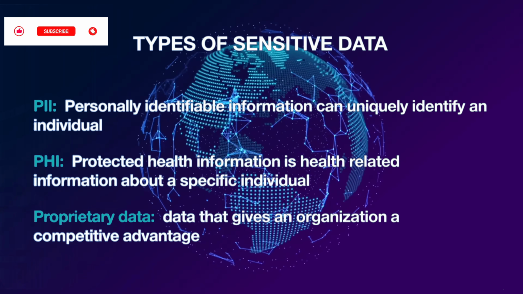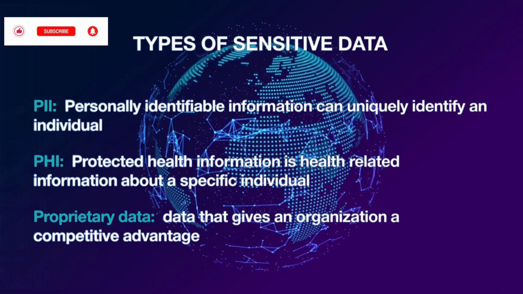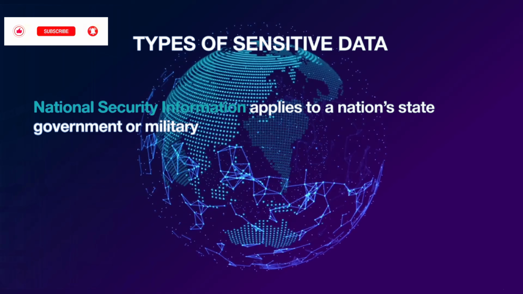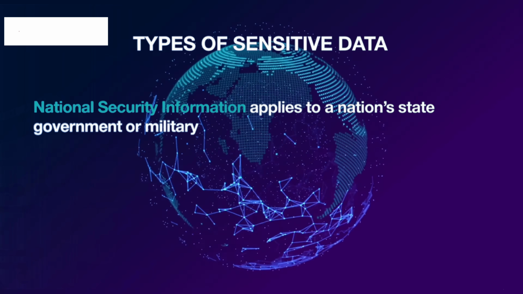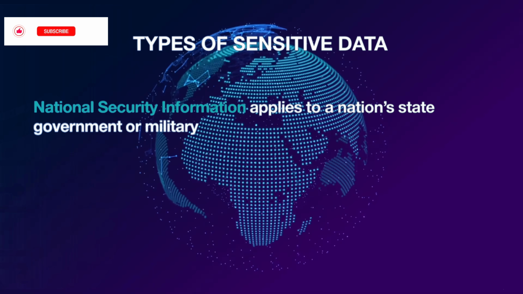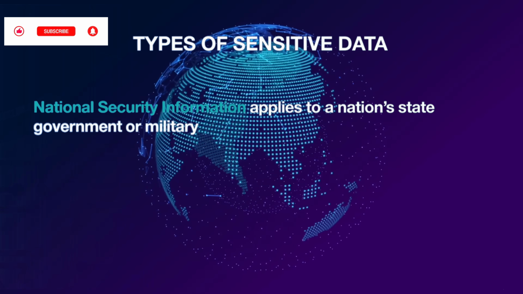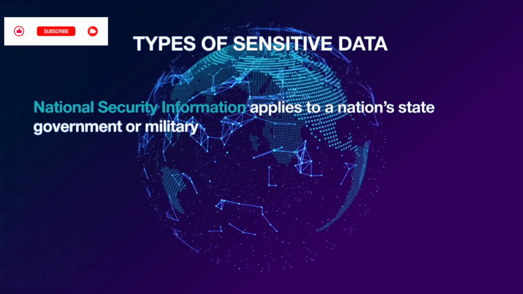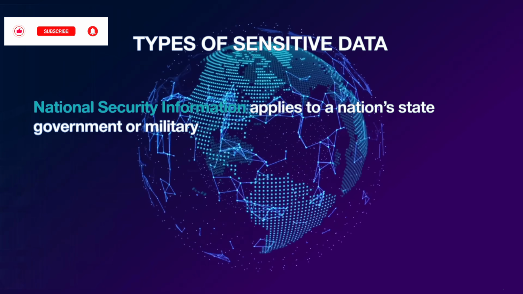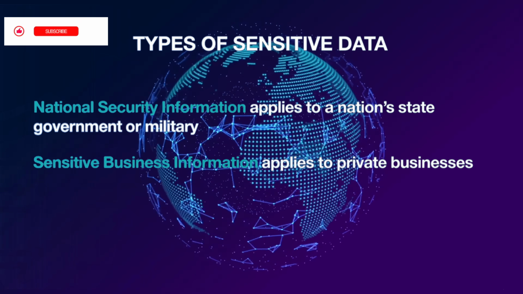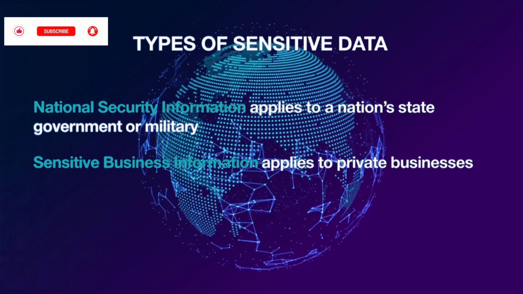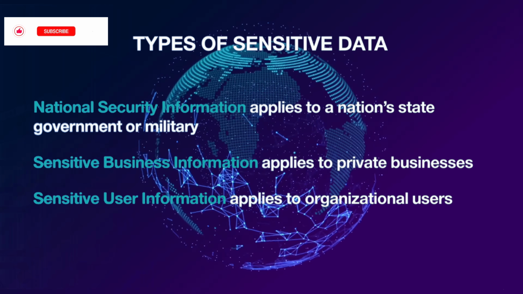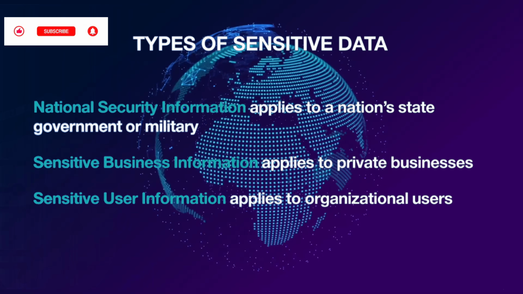Some other types of sensitive data to be aware of for the exam are national security information. This applies to national security, government, or military, often military action, top secret information, things like that. There is also sensitive business information, which applies to private businesses. There is sensitive user information, which applies to organizational users. And there is regulated information, which is required to be protected by law.